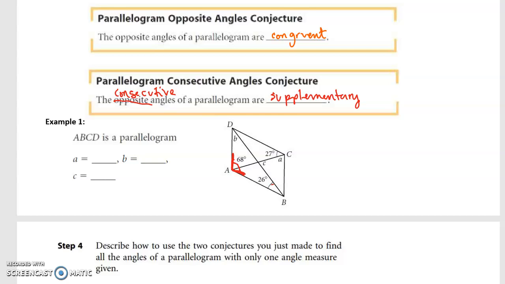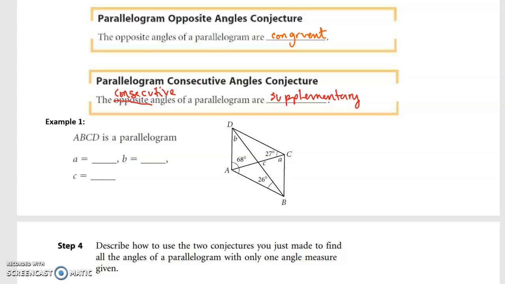That's 68 degrees. But see how this arc only goes from here to here? That would be angle ABD, okay, not angle ABC. ABC is this angle, the bigger angle. ABD is the smaller of the two. So just so you know, that's how you read that.